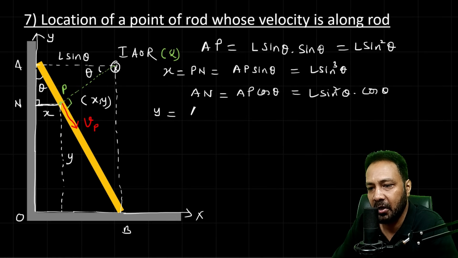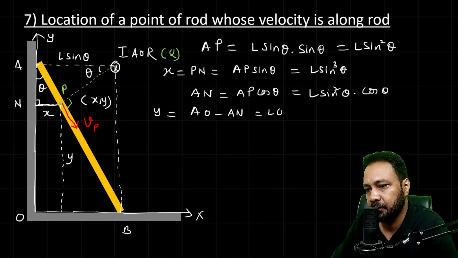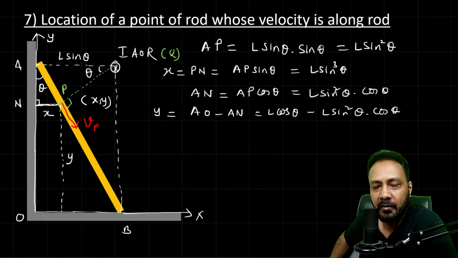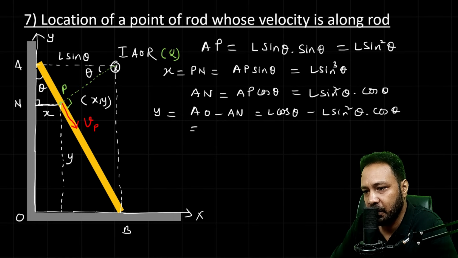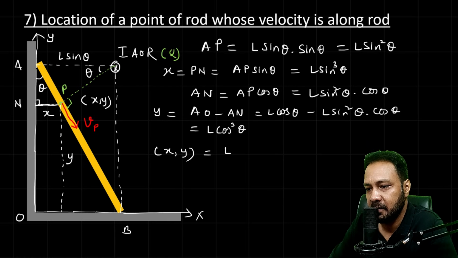Y is AO minus AN. So AO is L cos theta minus L sin square theta into cos theta. So I can take L cos theta common, then I will have in the bracket 1 minus sin square theta, that is cos square theta. So that would be L cos cube theta. So I got a very good result. Coordinate of that point where the velocity vector is along the rod would be L sine cube theta comma L cos cube theta.